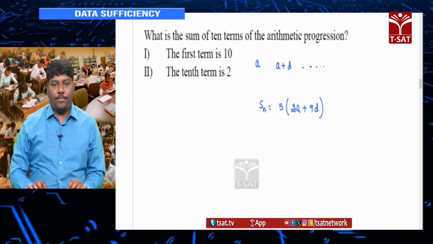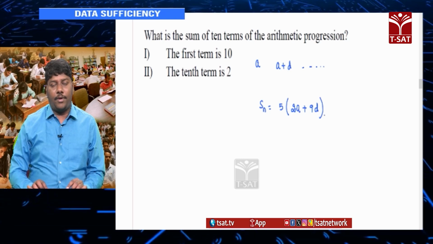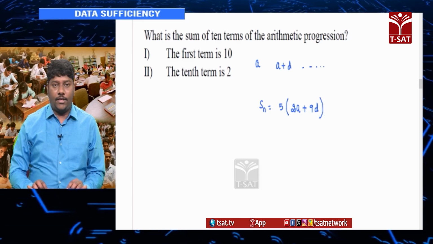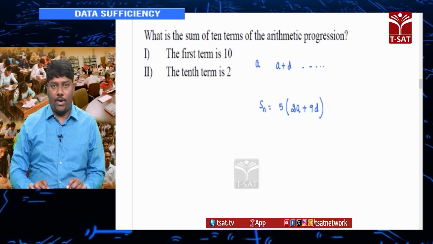What is the data given in statement 2? The 10th term is 2. Is only the 10th term sufficient to answer the sum? When you are looking at statement 2, don't look at statement 1.